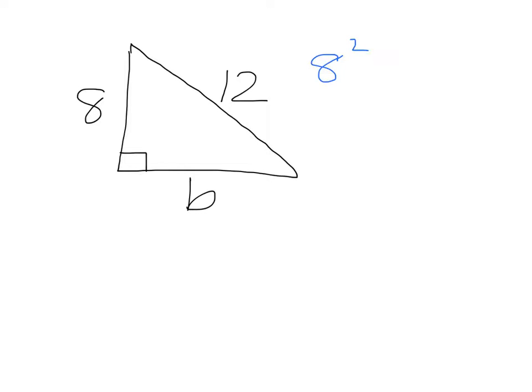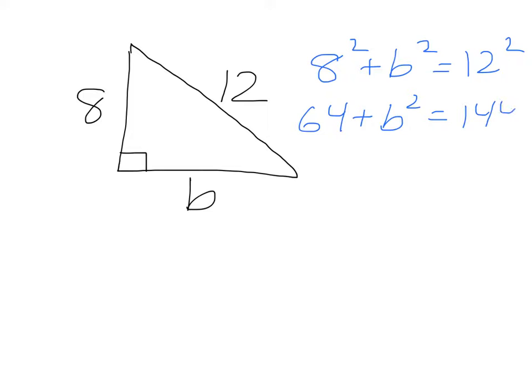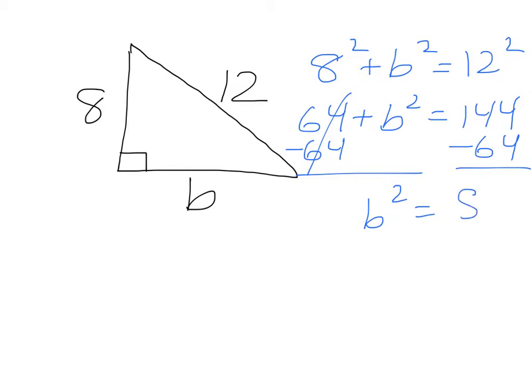8 squared plus b squared equals 12 squared. Notice it's set up a little bit differently. The b does not go on the other side of the equal sign because it's a leg. 8 and b are the legs, so I got to put those together. What's 8 squared? 64. What's b squared? b squared. What's 12 squared? 144. What do I do next? Just subtract. Subtract 64 from both sides. And those cancel, so I get b squared equals 80.